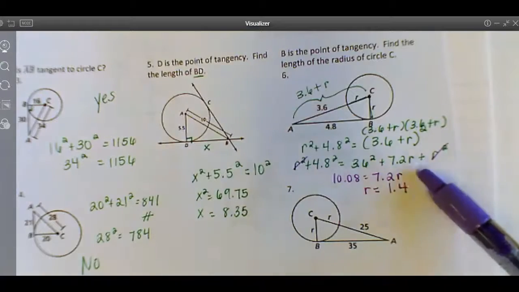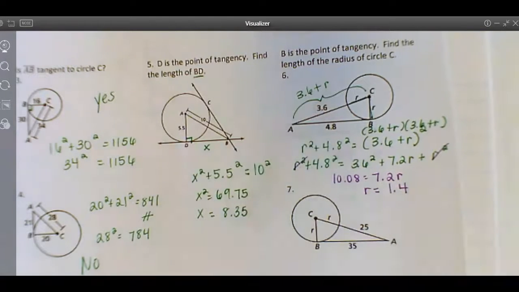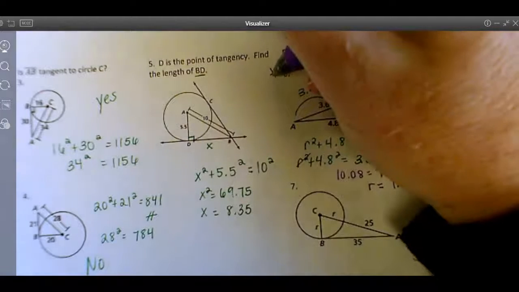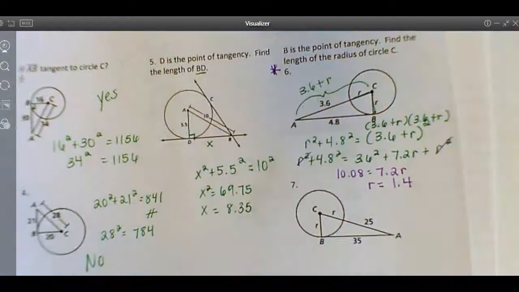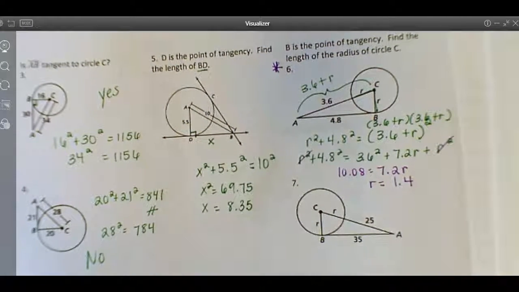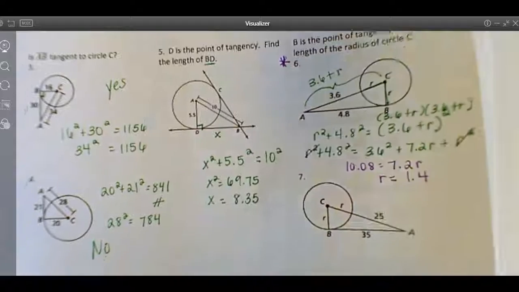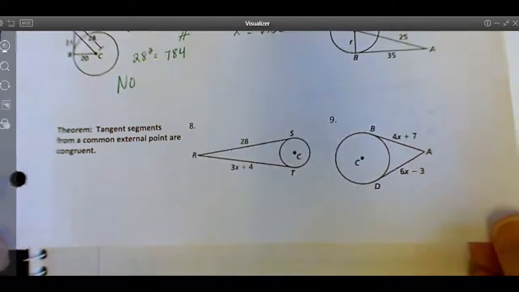This problem right here is probably the hardest one that you'll see today. The others are, I think, more straightforward. This is probably the hardest one that you'll be looking at. We're going to skip 7 right now and go on to some of these other problems.